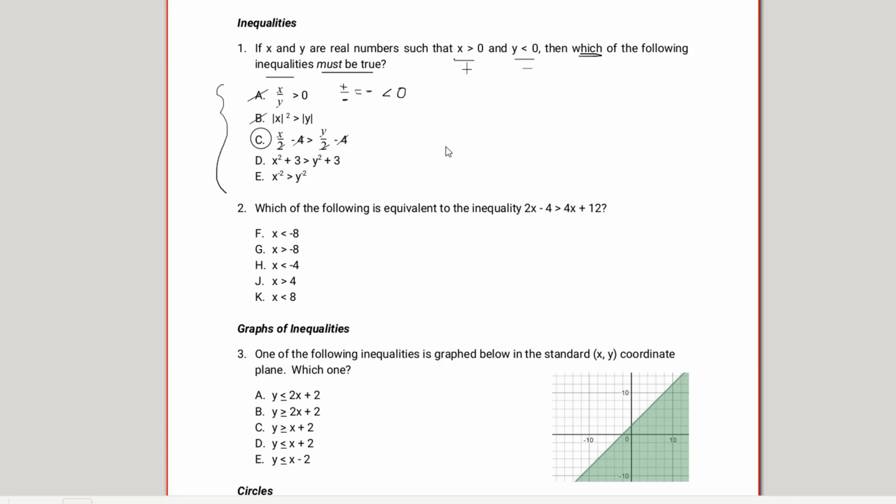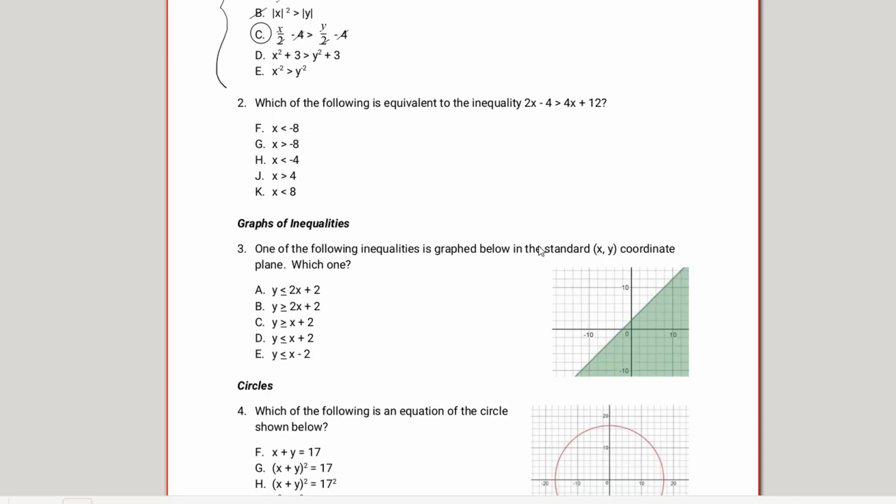Now, we kind of worked this out by thinking about the theory, looking at in general what these values would be, but you could always plug in values for x and y based on what we know from the if statement in the question, and then try each one of these operations. Let's take a look at number 2.